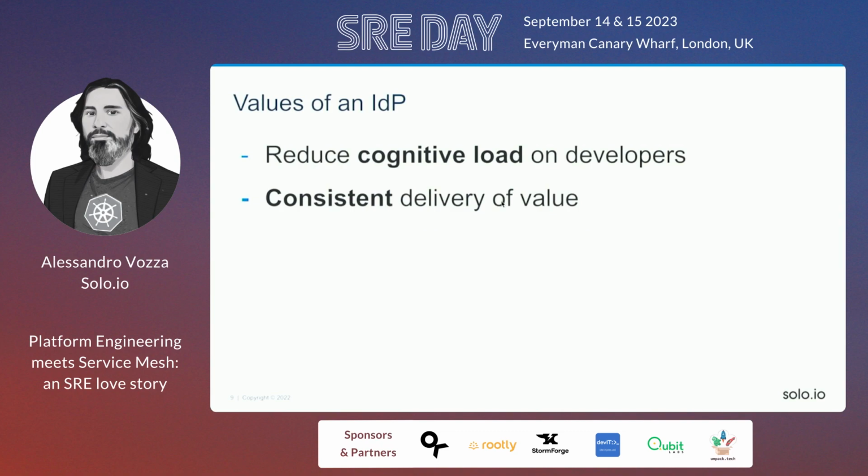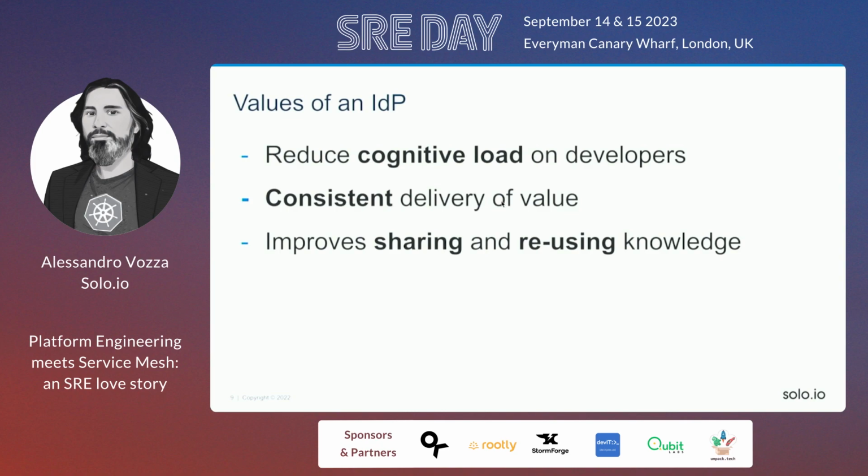Consistent delivery of value, and improved sharing and reusing of knowledge. This for me is quite important. All the best practices you already have, why don't you embed them in your platform? Why don't you make them the default? Make them easy to consume. It's always part of DevOps culture: make the right thing the default, make the right thing the easiest thing to do, and then people will just do the right thing because they find it so easy and so natural.